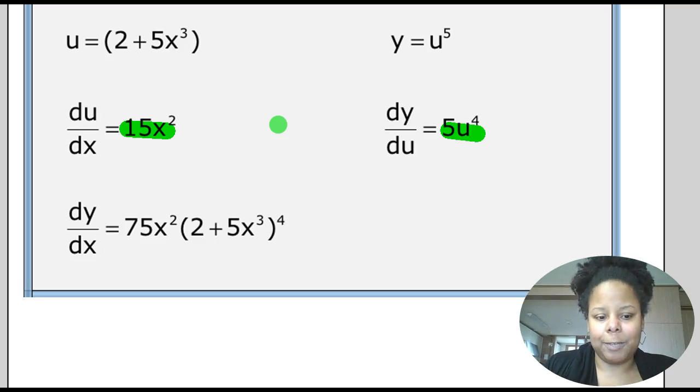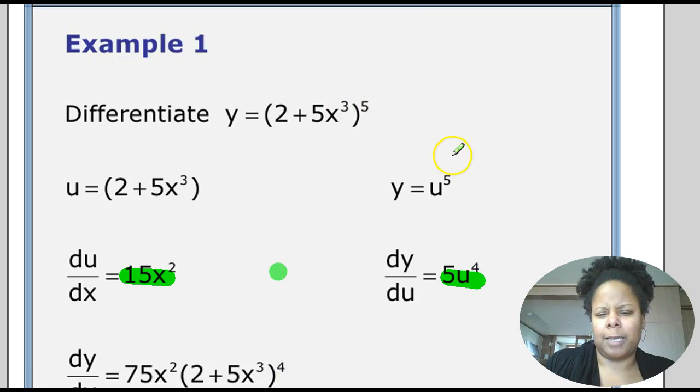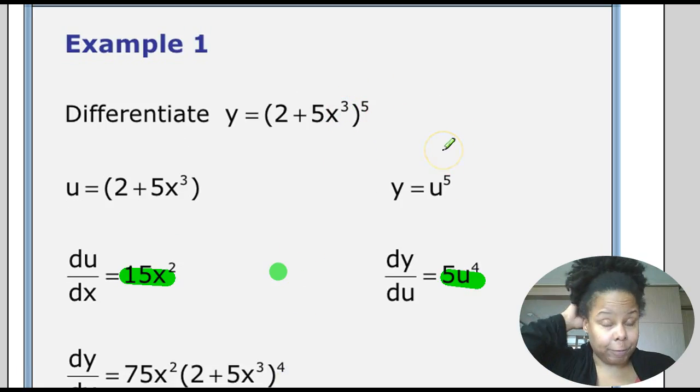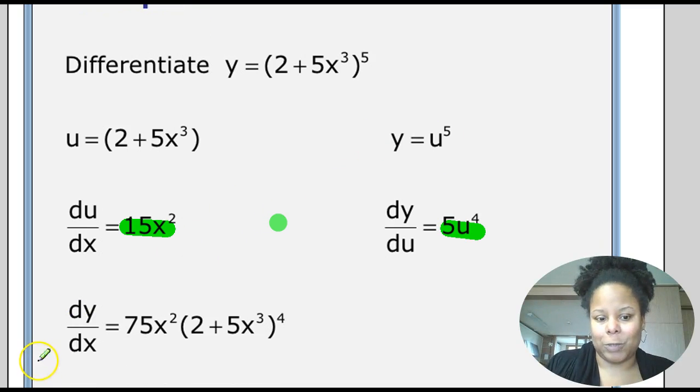Okay, that's it about the chain rule. As long as you know that when you take the derivative of a composite function, you take the derivative of the outside function, and then take the derivative of the inside function with respect to the variable x, or whatever the situation may be.